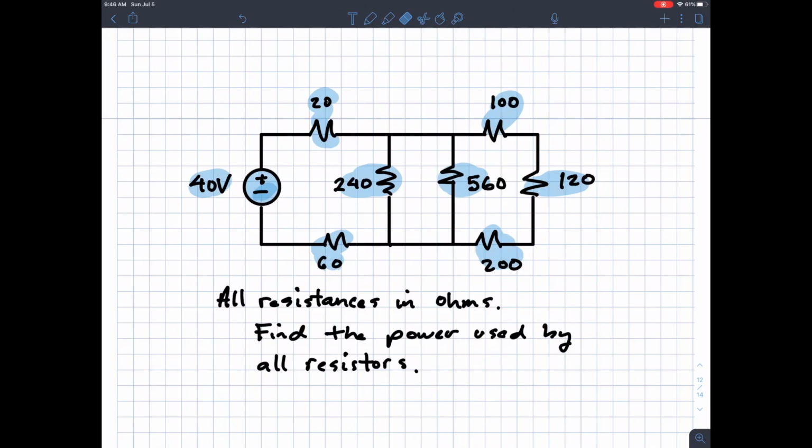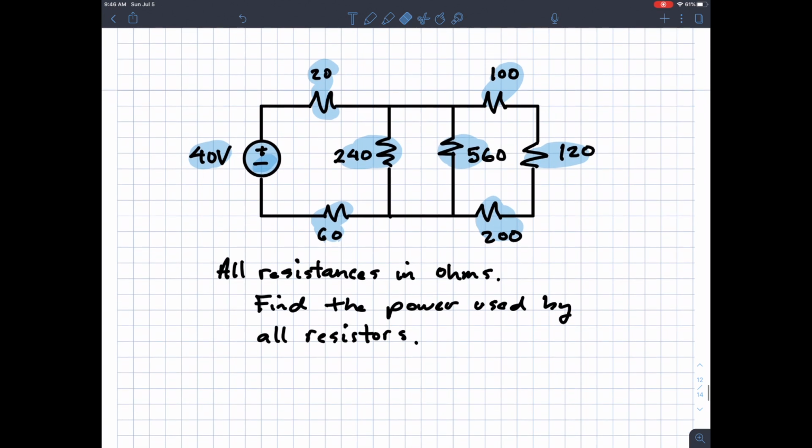In this problem, I wanted to use the idea of equivalent circuits and show you how you can use an equivalent circuit to analyze a more complicated circuit. In this circuit we have several resistors. Let's count them: 1, 2, 3, 4, 5, 6, 7 resistors connected, and a single voltage source. All the resistances are in ohms, and I want to find the power used by all resistors.